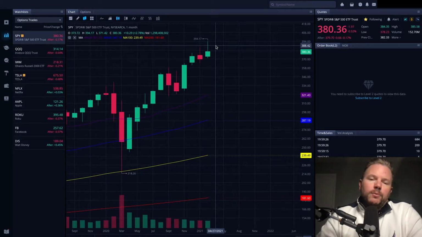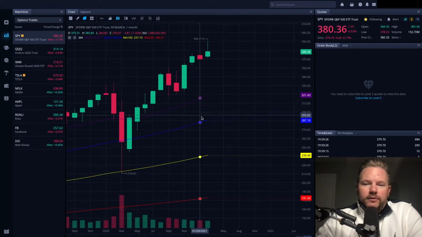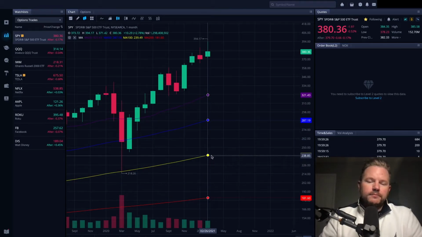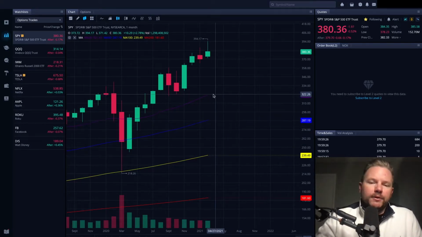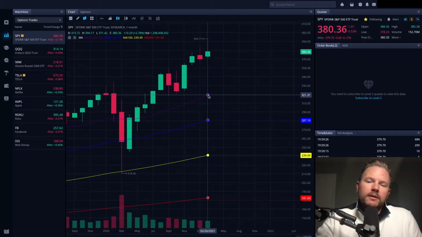Anything's possible. One important thing to look at is what are called moving averages. Those are these colored lines that you see below the price right here. A moving average is the average price over a longer period of time, so you can average out what the movement of the stock is doing. I have four different time periods here. The purple line represents the 20 moving average. The blue represents the 50 moving average. The yellow represents the 100, and the red represents the 200.